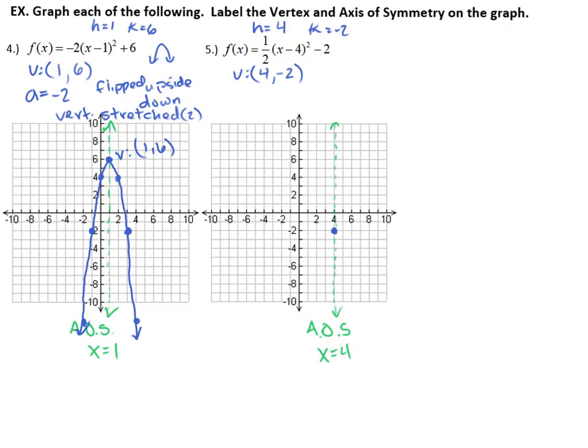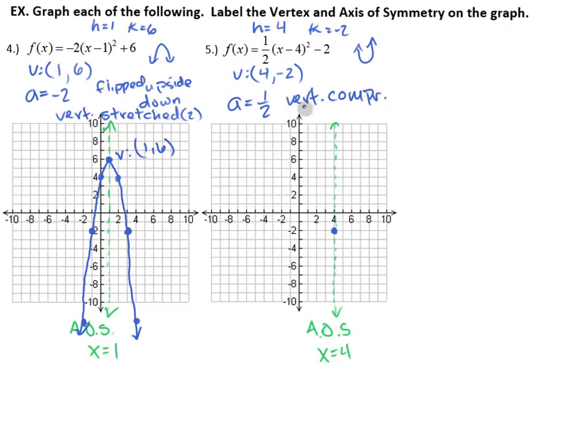Before I label my vertex or add some more stuff in there, let's figure out what else is going on with our graph. And a is going to tell us most everything else we need to know. So a is 1/2. Because it's positive, it has not been flipped upside down. It's going to go up like a normal parabola would, but it is going to be vertically compressed.